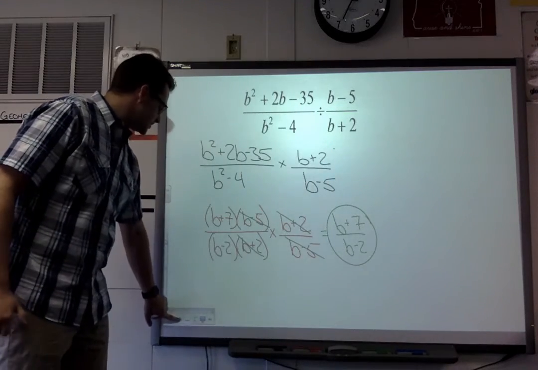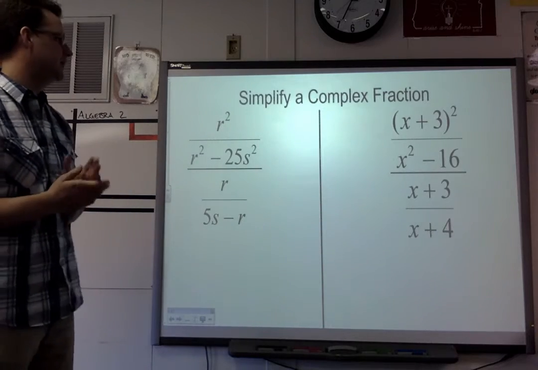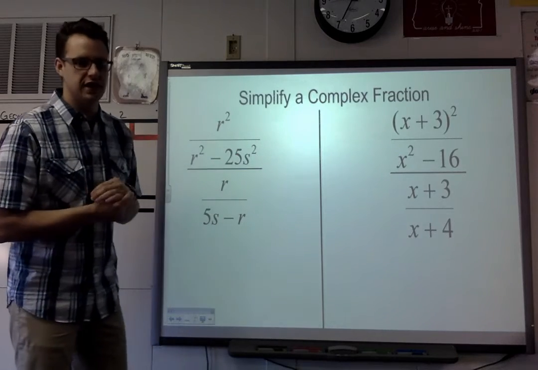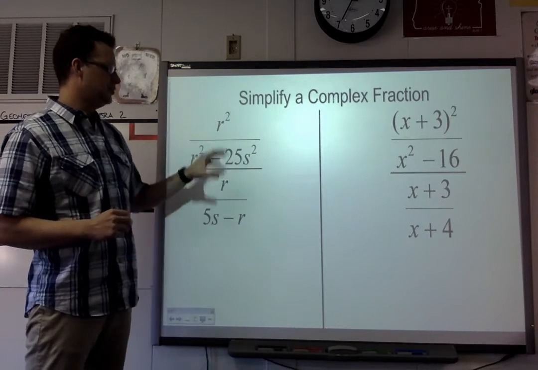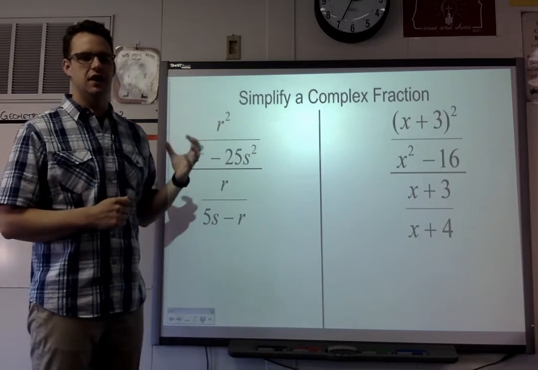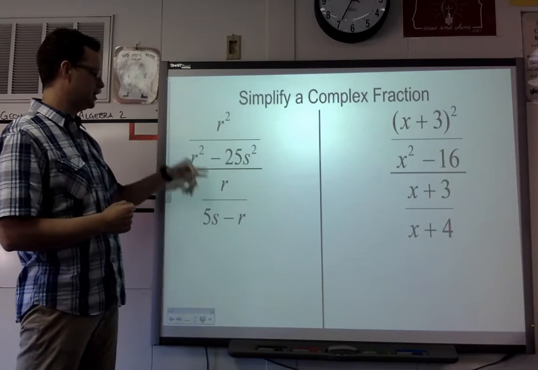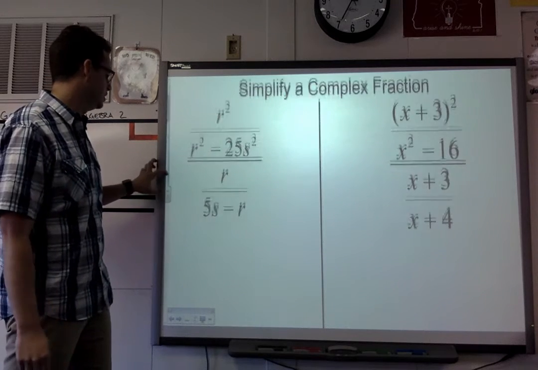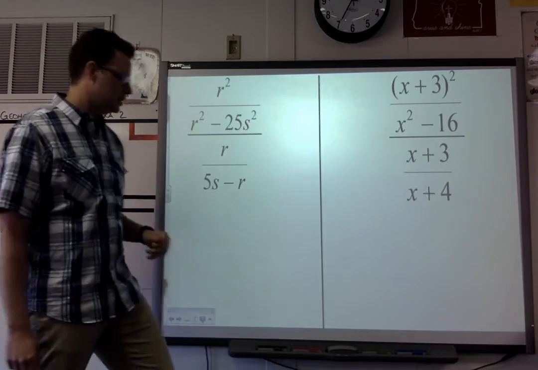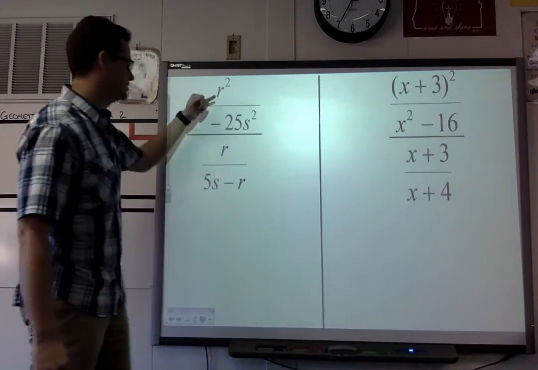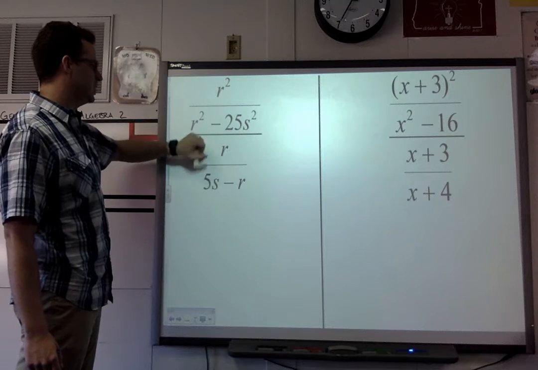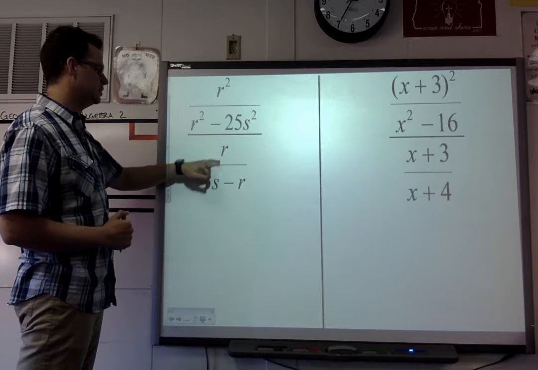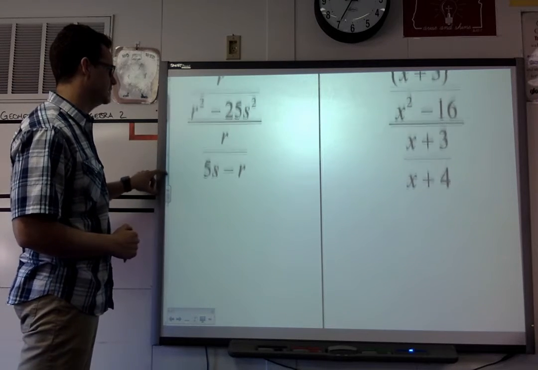So then the very last thing we're doing is simplifying a complex fraction. Again, if you remember from that very first slide, a complex fraction is any rational expression that includes another rational expression in the numerator and/or the denominator. So in other words, you have a fraction within a fraction. Really, what you're doing here is thinking of this as a division problem. You've got r squared over (r squared minus 25s squared) divided by r over (5s minus r).